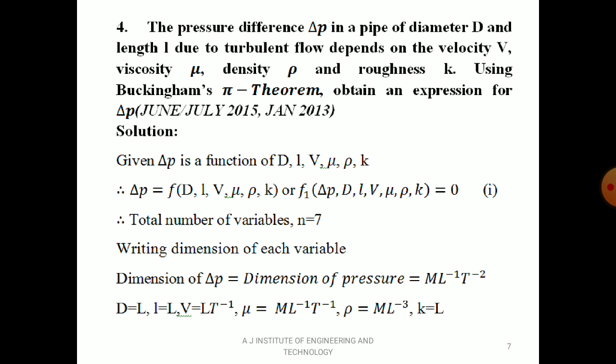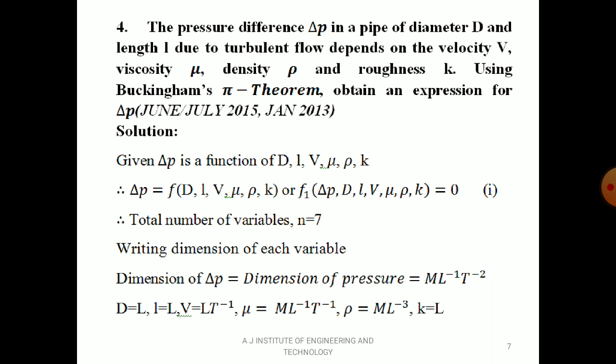The pressure difference delta P in a pipe of diameter d and length L due to turbulent flow depends on velocity v, viscosity mu, density rho, roughness k. Using Buckingham's Pi theorem, obtain an expression for delta P. This is a very important problem. There are two cases, turbulent flow and viscous flow. This problem is related to turbulent flow.